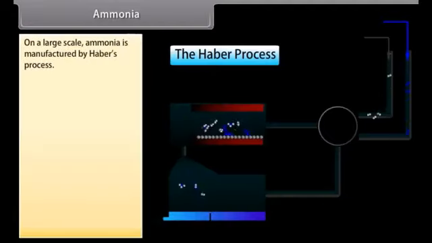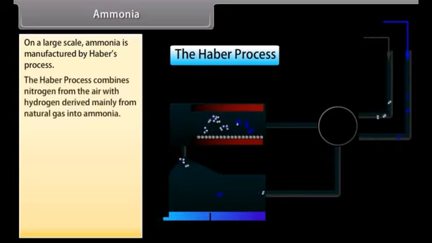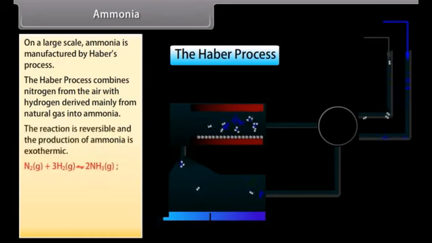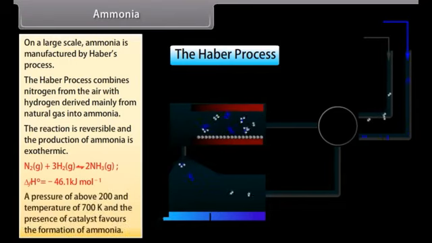On a large scale, ammonia is manufactured by Haber's process. Haber's process combines nitrogen from the air with hydrogen derived mainly from natural gas into ammonia. The reaction is reversible and the production of ammonia is exothermic. A pressure of above 200 atm, a temperature of 700 Kelvin and the presence of a catalyst favor the formation of ammonia.